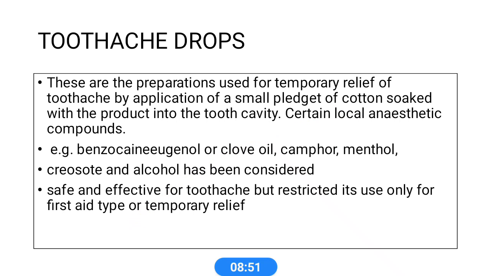Toothache drops. These preparations are used for temporary relief of toothache by application of a small pledget of cotton soaked with the product into the tooth cavity. Certain local anesthetic compounds like benzocaine, eugenol or clove oil, camphor, menthol, creosote, alcohol have been considered safe and effective for toothache but restricted to use only for first aid type or temporary relief.